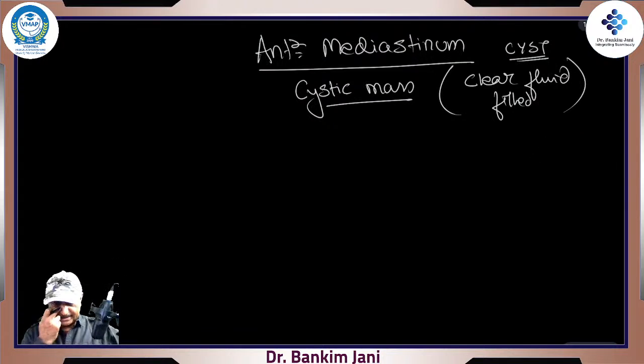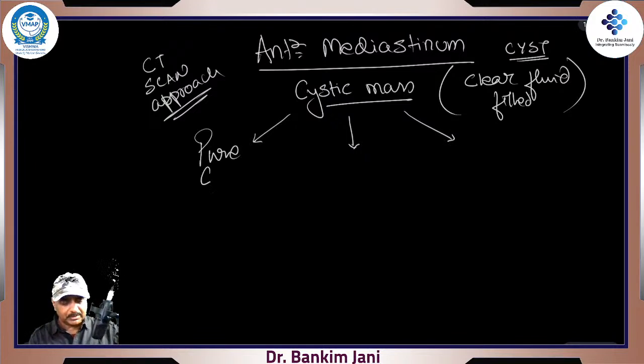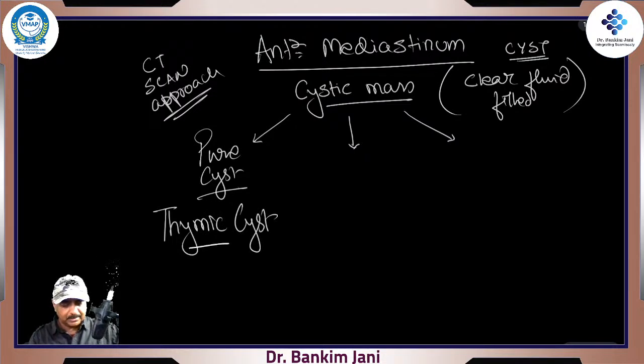Now this is from the CT scan approach, right? We'll be watching only the CT scans, right? CT scan approach. From the X-ray chest, you have come to that conclusion that it is the anterior mediastinal mass. And you do the CT scan, even one plate would be sufficient. If it is pure cyst, right? That means there is just clear fluid and nothing is in that. Those, trust me, would be the thymic cyst, because such a clear cyst is seen only in that.